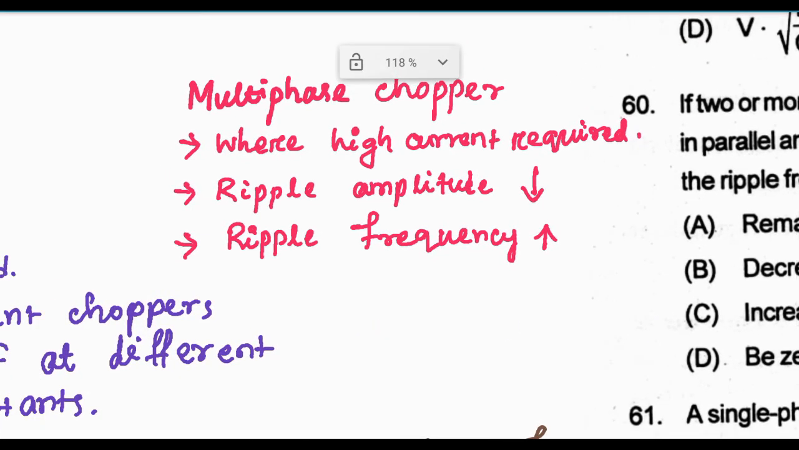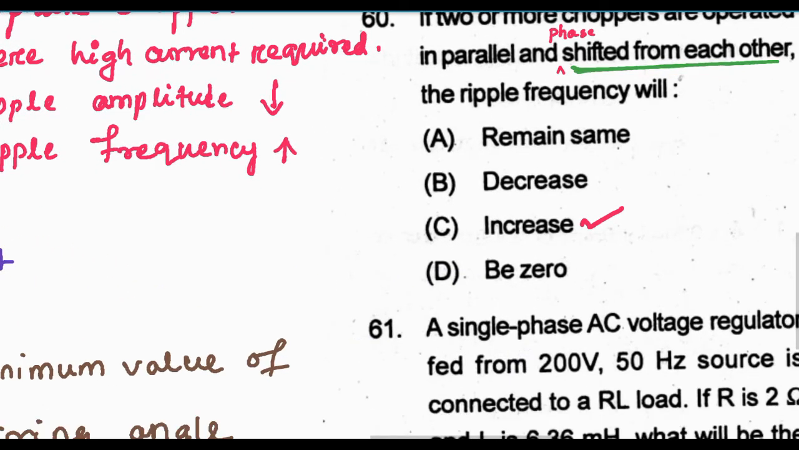So multi-phase, why do we generally use a multi-phase chopper? Where we require high current output. By using a multi-phase chopper, ripple amplitude generally decreases and ripple frequency increases. So here the answer will be increases.